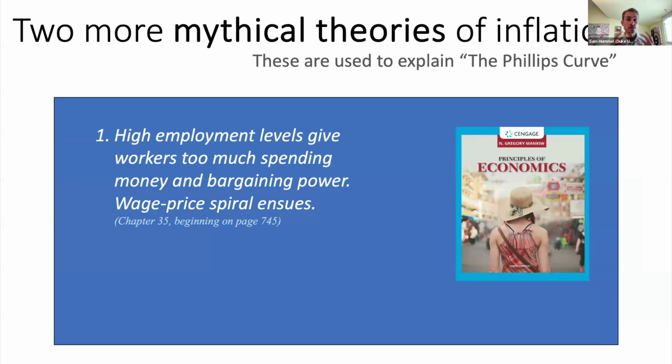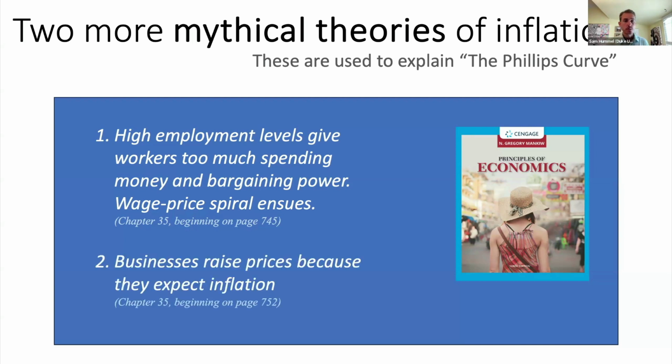So we get two additional theories of inflation from mainstream neoclassical economists in your principles economics textbooks. The first one is that high employment levels give workers too much spending money and bargaining power. The result is a wage price spiral in which workers fight for higher wages, they get them, and that causes manufacturers to increase their prices. And you just get into this terrible circle. The only thing you can do is bring up unemployment so that workers don't have as much bargaining power and can't raise wages and thus force prices up into an awful spiral.